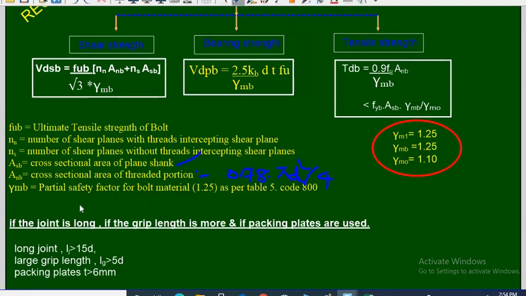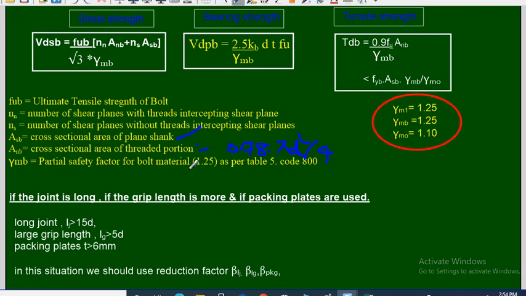Gamma mb is a partial safety factor, because we are designing this using the limit state method. So you have a partial safety factor for the material. It is 1.25 as per Table 5 of the code IS 800. You have other partial safety factors also. This gamma M1 we will use later. Gamma M1 is the partial safety factor for material resistance governed by ultimate stress. This one is 1.25. This is gamma M0, the partial safety factor governing the yield. Please look into that.